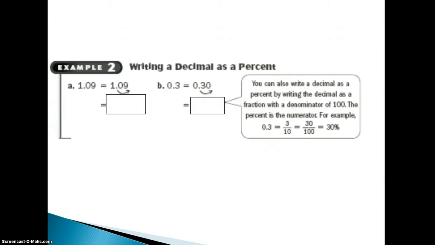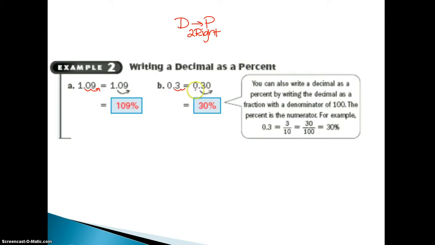To write a decimal as a percent, so going from a decimal to a percent, it's 2 spaces to the right. 1, 2. 1.09 is 109%, and then add the percent sign. 0.312 becomes 30%. So 0.30 becomes 30%.